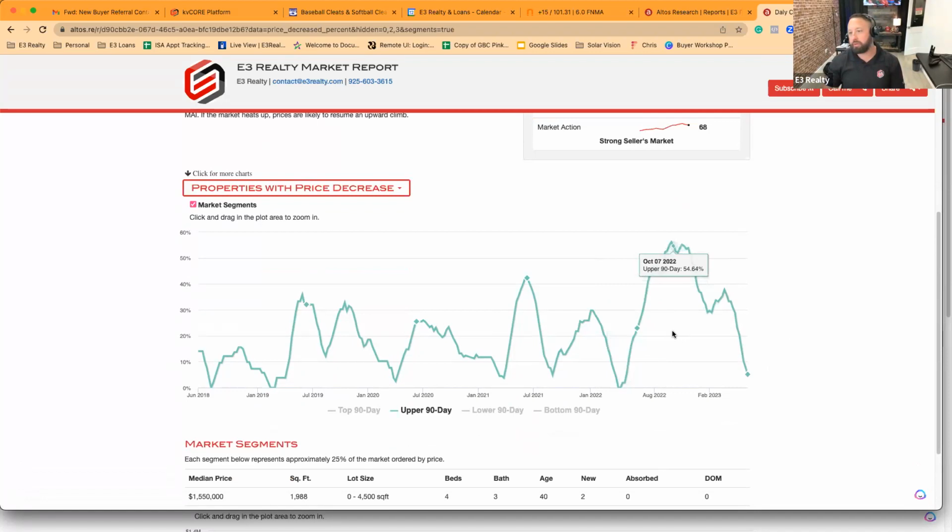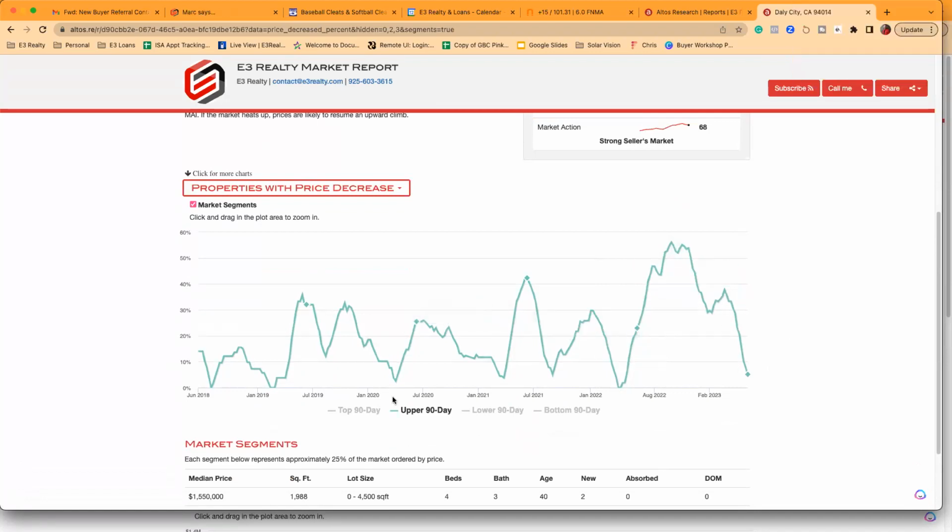I would make sure that you have these in your onboarding password sheet: Altos Research, and then Rate Alert. Both of those are going to be great for your data-driven stuff, so you can have the conversations you want to have. Any questions? Anything you want to know more about the tools and systems?